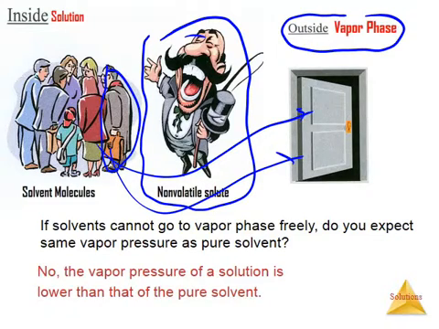Now, if there are quite a few of these non-volatile solutes, the effect would be even bigger. So the question is, if solvents cannot go to the vapor phase freely, do you expect the same vapor pressure as pure solvent? Obviously, the answer would be no. Since some of these molecules cannot freely go to the vapor phase, you would expect the vapor pressure to be lower in a solution.